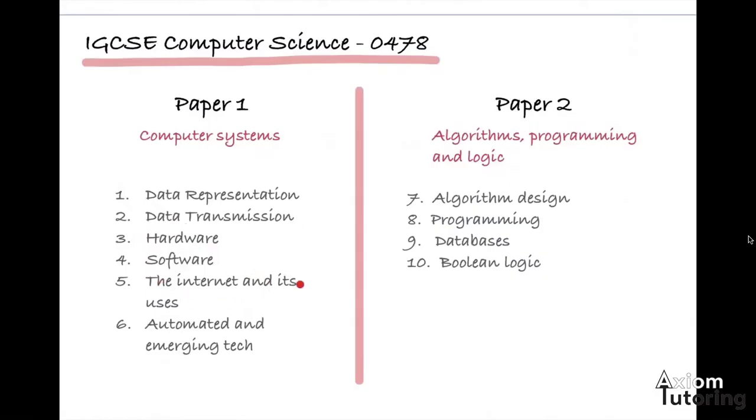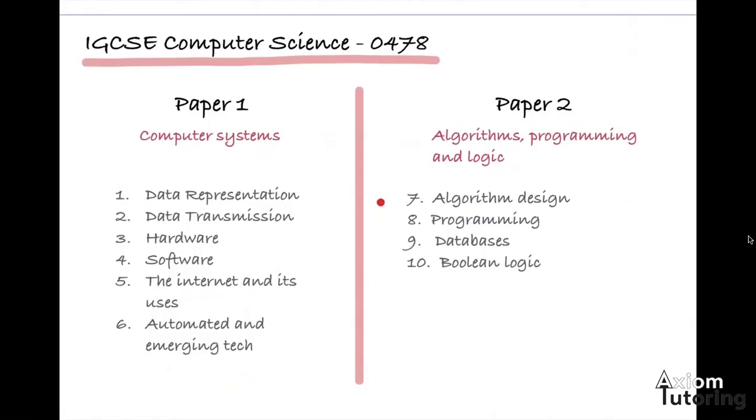Topic number 5 is going to be about the internet and its uses. So it's going to cover how it actually works. We'll cover DNS, HTTP, cybersecurity threats, and newer things like the blockchain. Topic number 6 is going to be about automated and emerging tech. So we're going to cover things from robotics to AI to machine learning and everything in the future of the field. Then on to paper 2, we have algorithm design.